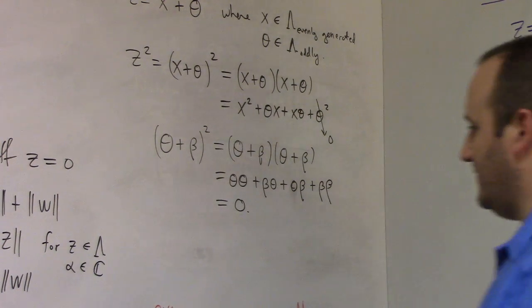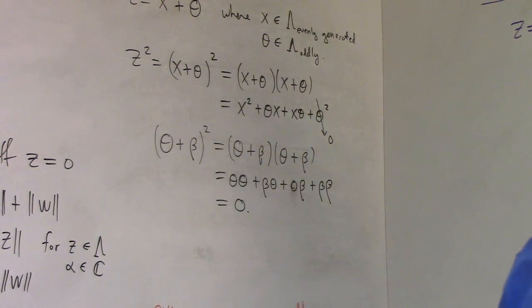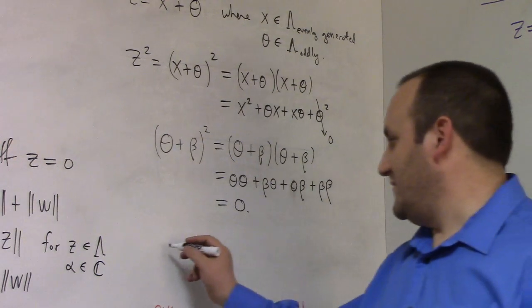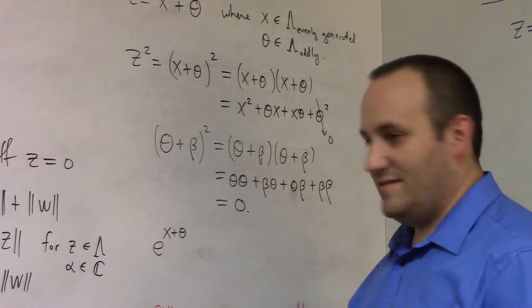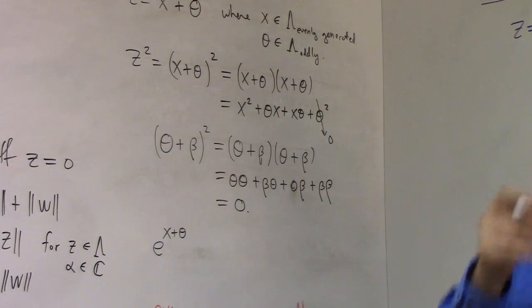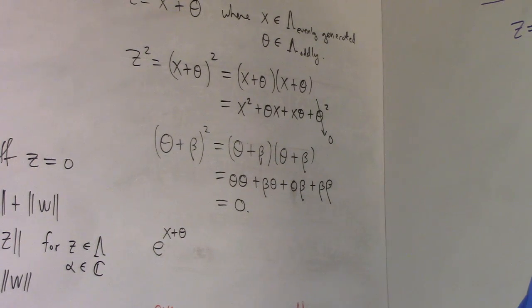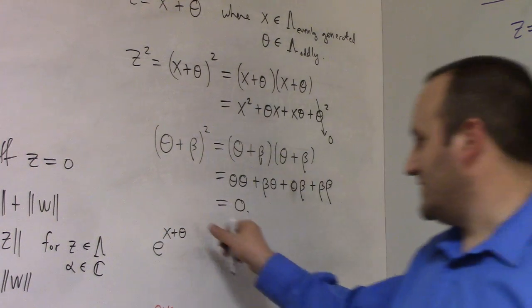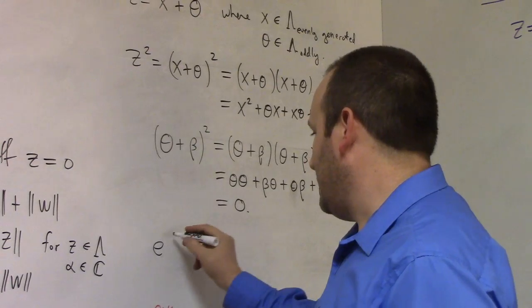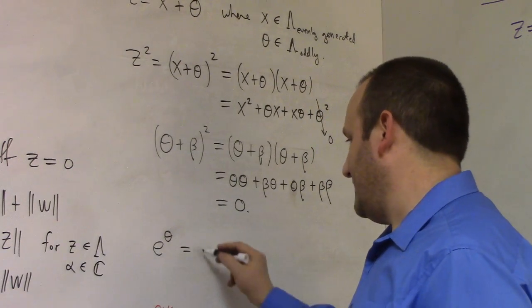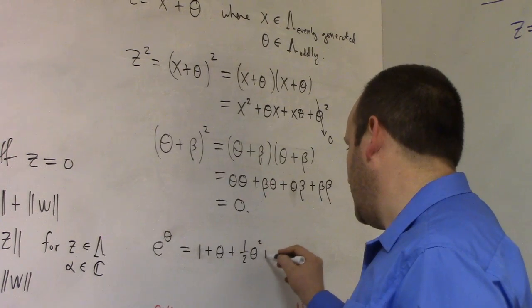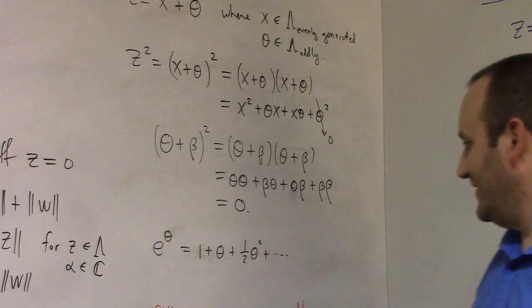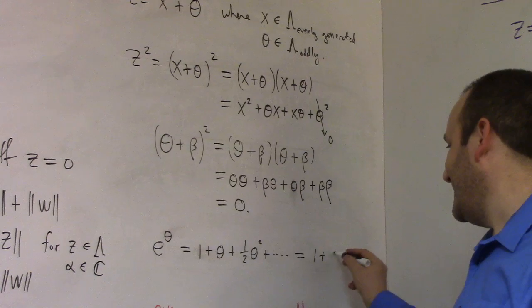And then, finally, my last calculation for the day. What happens if you take the exponential of a super variable, of a mixed one, like e to the x plus theta? What's that look like? I'll do the easy one first. What's e to the theta? 1 plus theta plus 1/2 theta squared, which is 0. So it's just 1 plus theta, right?